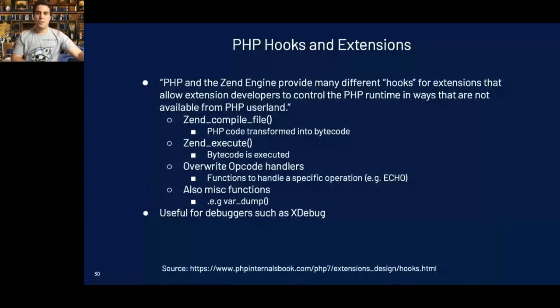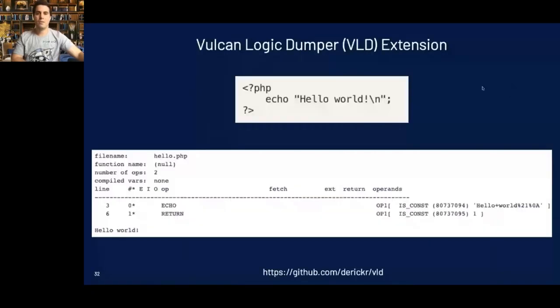So next we'll look at the Vulcan logic dumper extension. This is an extension I made heavy use of in order to decode this SourceGuardian at runtime. The way it works, we'll start with this example, a hello world. If you were to run Vulcan logic dumper on an unencoded PHP file, it would show you the instructions that are compiled. So this compiles into bytecode, and this is a representation of the bytecode.